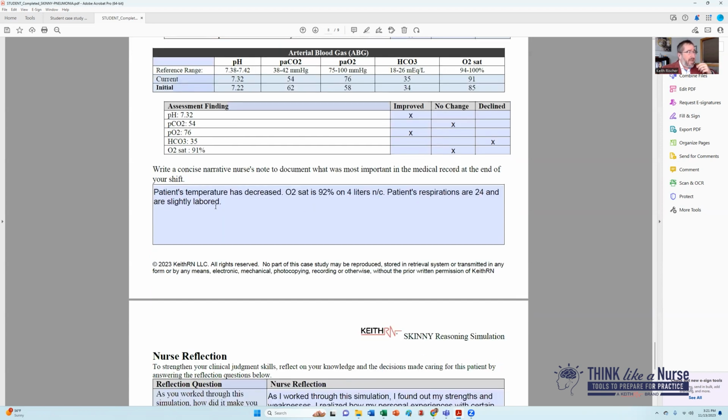And then writing a nurse's note. Look at the thoroughness of this nurse's note. Just really one sentence for a lot of things that are going on. And we want to improve that complexity and what that looks like.